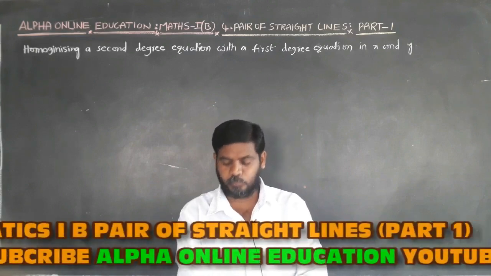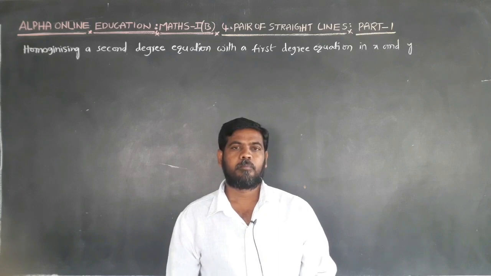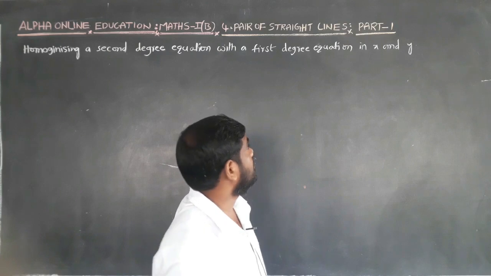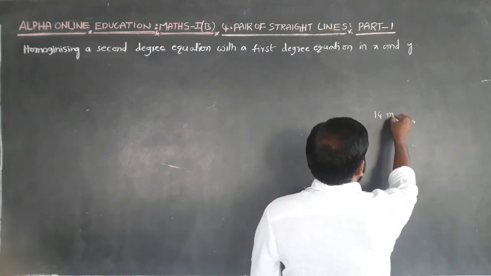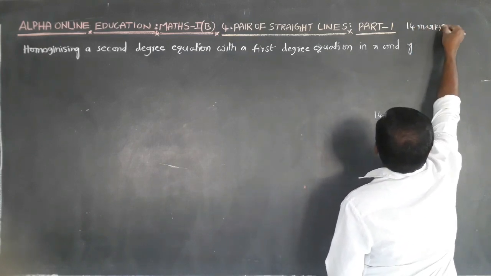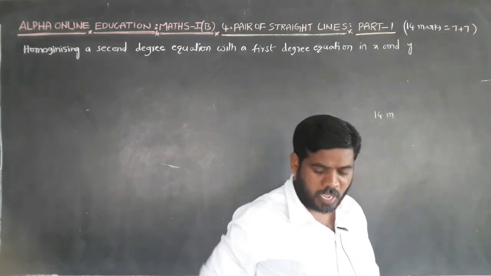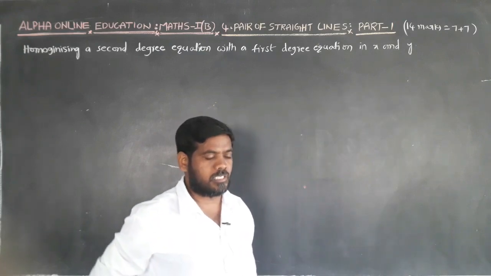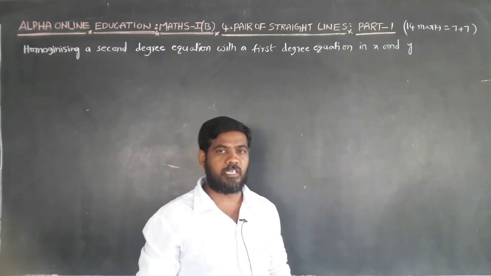We start the fourth chapter, Mathematics 1b, pair of straight lines. This chapter has a total weightage of 14 marks. Two long answer questions come from this chapter in the annual examination.